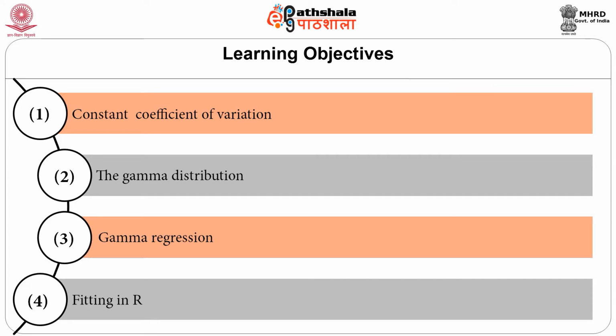We shall first introduce the concept of a constant coefficient of variation. We shall be interested to develop regression models for this situation, and first we will consider a variant of the linear regression model, but this will lead us to the gamma distribution. So we shall first introduce the gamma distribution and next the concept of gamma regression models. Finally, we shall see how to fit these regression models using R.